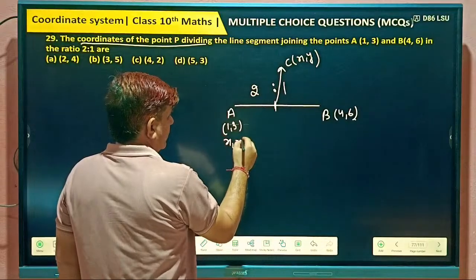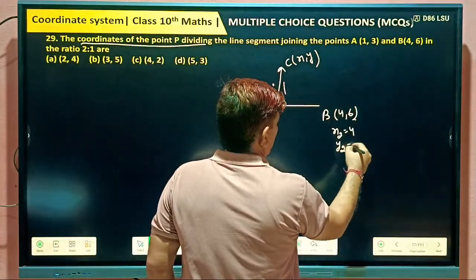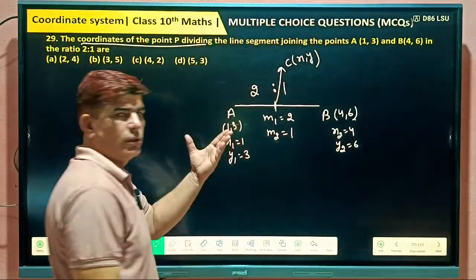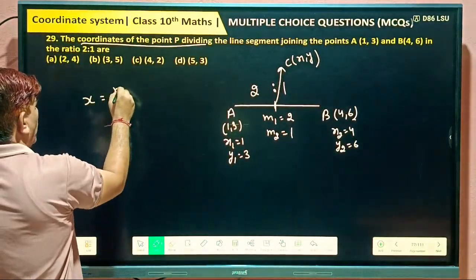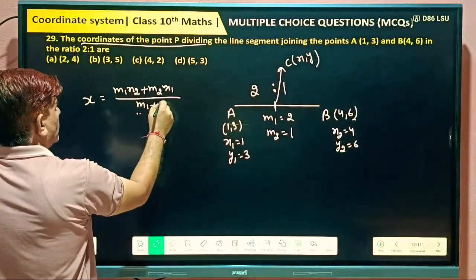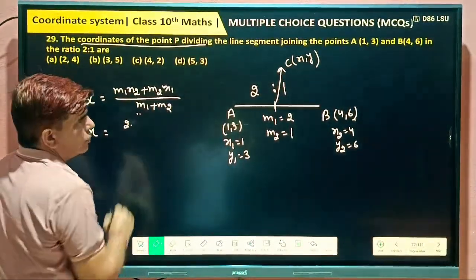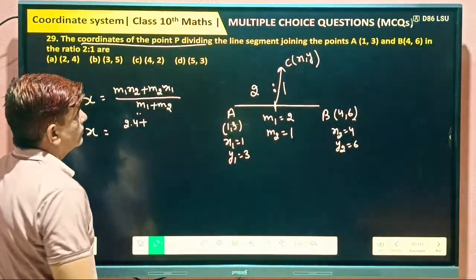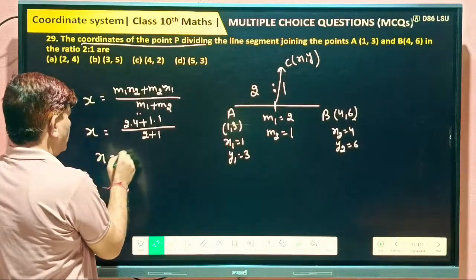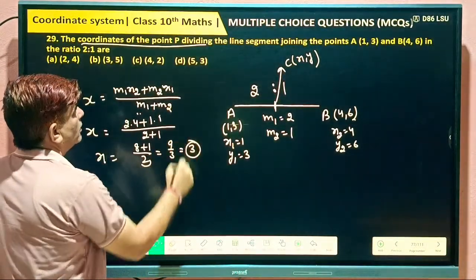So here x1 equals 1, y1 equals 3, x2 equals 4, y2 equals 6, m1 equals 2, m2 equals 1. Using the section formula, we know x equals (m1 x2 + m2 x1) by (m1 + m2). So x is equal to (2 into 4 plus 1 into 1) by (2 plus 1). So what is this? x is equal to (8 plus 1) 9 by 3. So 9 by 3 equals 3 is its coordinate.